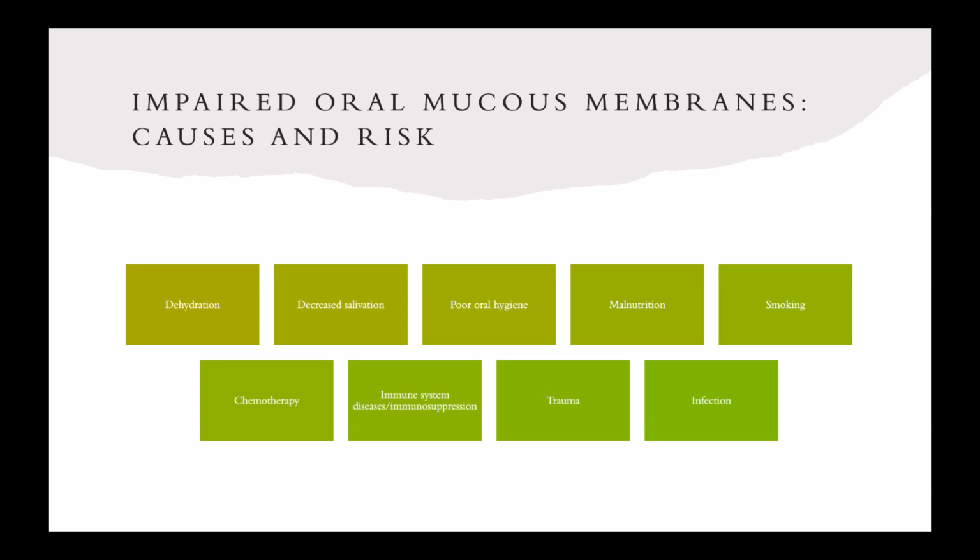Chemotherapy is a really common cause of impaired oral mucous membranes, most commonly associated with things like thrush or these kinds of opportunistic infections that pop up inside the mouth because of the significant weakening of the immune system. So chemotherapy patients need to be closely monitored for any issues inside the mouth. Same thing with immune system diseases or immunosuppression, really the same mechanism where you're getting opportunistic infection. Trauma, anything that causes damage to those mucous membranes, or infection.